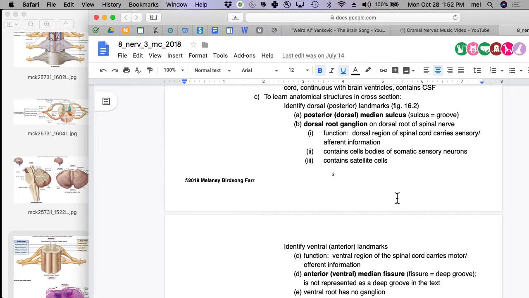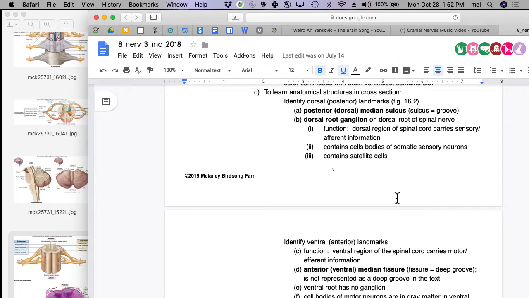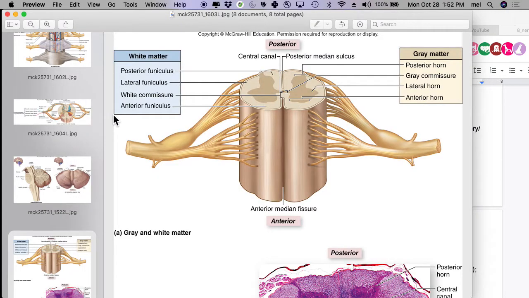Okay, so what else do we have to know to look at an anatomical structure in cross-section? We have to be able to find the roots, right? And then there are also some depressions that have names as well. So on the anterior portion, this is called the anterior median fissure. If you have a good picture or a good specimen, it's usually pretty deep. And then this one's called the posterior median sulcus because it's usually a little less deep. Okay, anterior median fissure, posterior median sulcus.